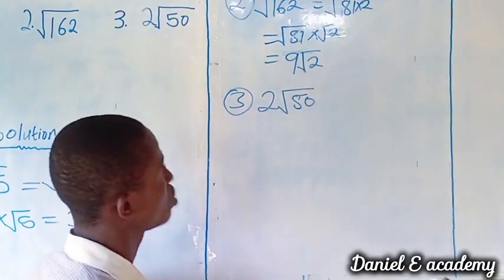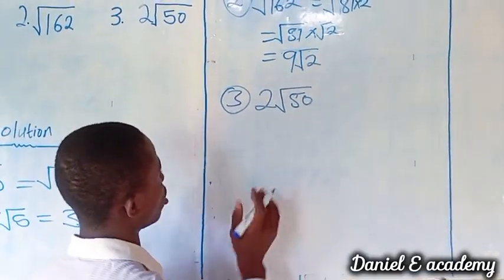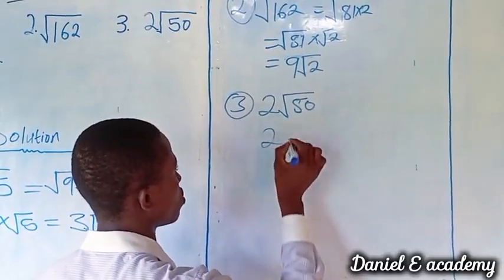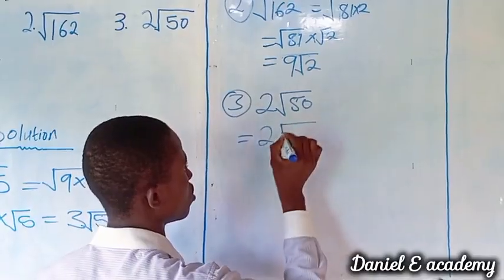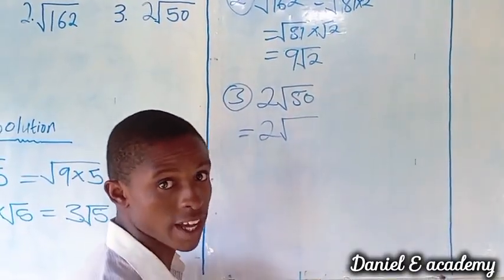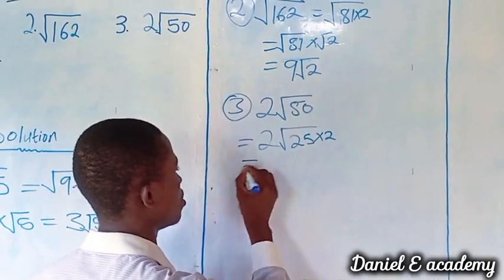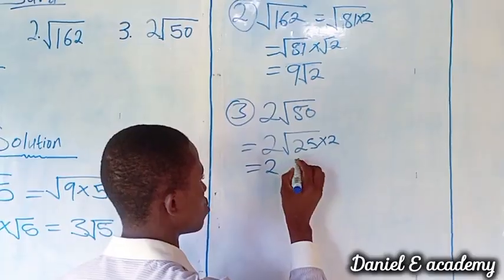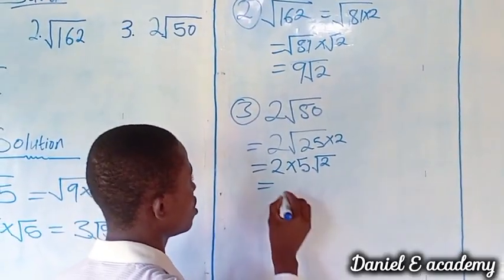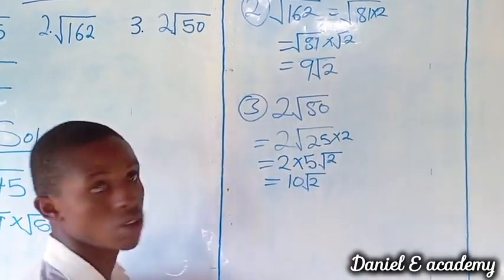2 root 50. How do we solve 2 root 50? Laws of surds. I explained it in the third or fourth law. So we can solve it. Root of 50. We are looking for numbers that when you multiply, one is a perfect square. So 25 is a perfect square multiplied by 2. Take root of 25, which is 5, then multiply by root of 2. So we have 10 root 2 as our final answer. So this is how you solve questions like this.